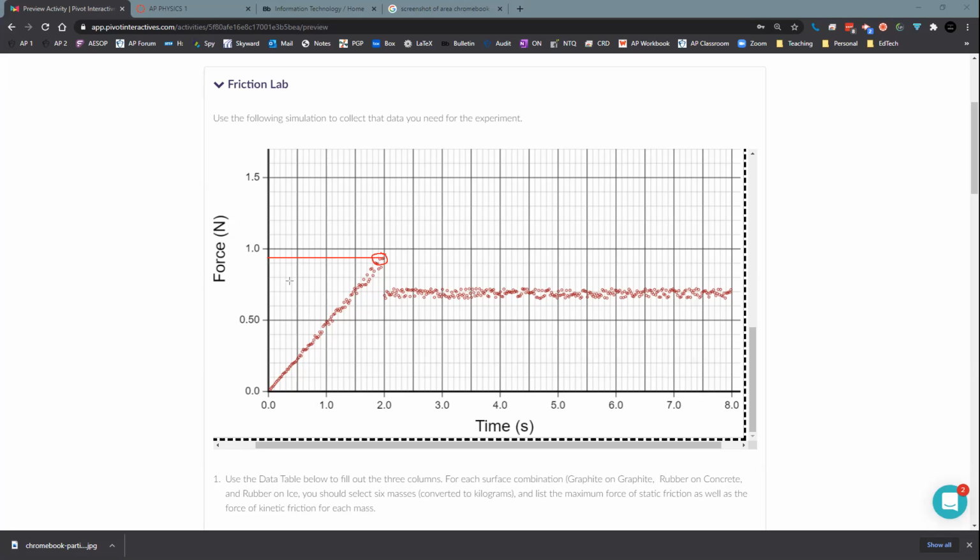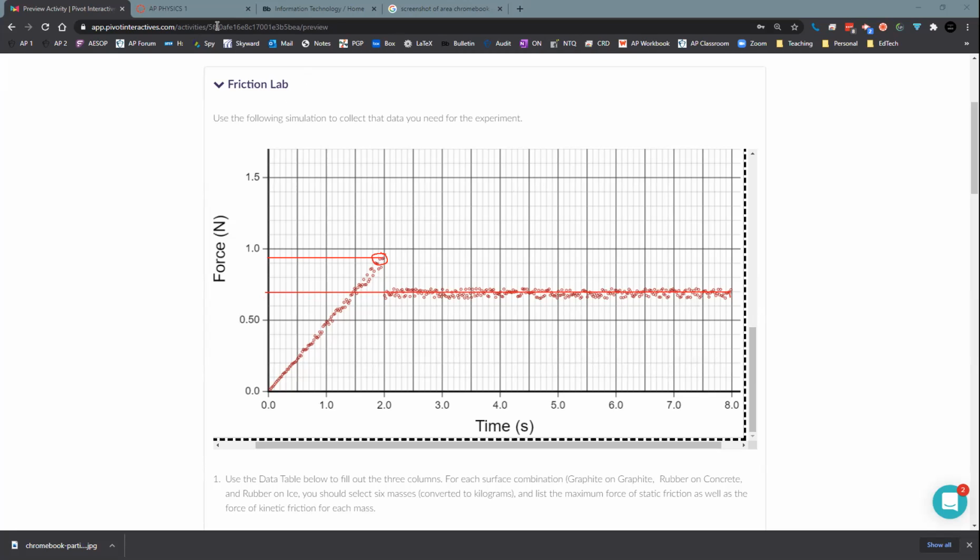Then I'm also asking you to find the kinetic friction. And the kinetic friction is this horizontal line here. So do your best, and again, there's going to be a little bit of estimation. You'll get a nice horizontal line here. And I would say that for this mass at this type of surface, my kinetic friction was about 0.7.